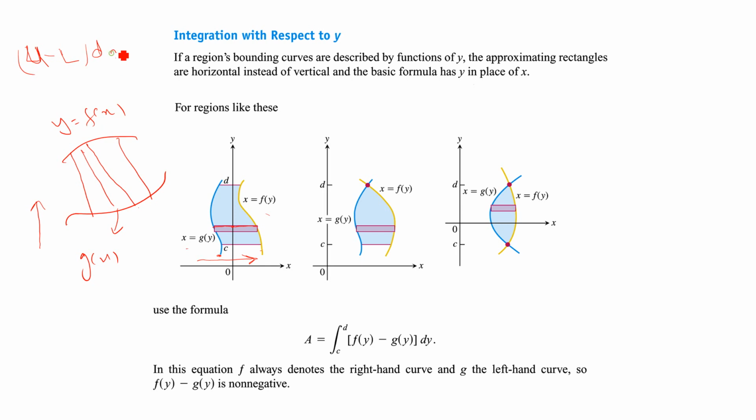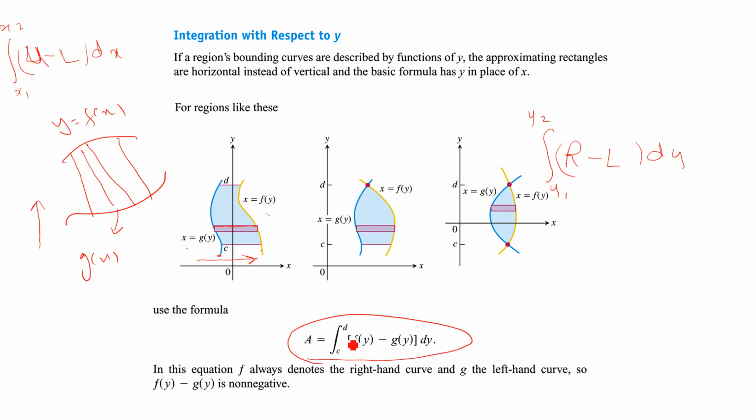In the case of a function of x, the upper curve is a function of x, the lower curve is also a function of x, and here is the limit of x, maybe x1 to x2. But in this case, it is right curve minus left curve. The right curve is a function of y, of course, so this will be integrated with respect to y, and the limits are y1 to y2. So limits are also provided. So you can see the formal form of this formula.